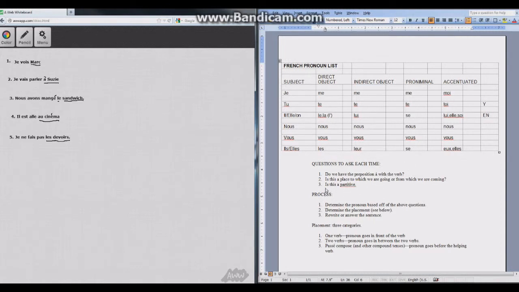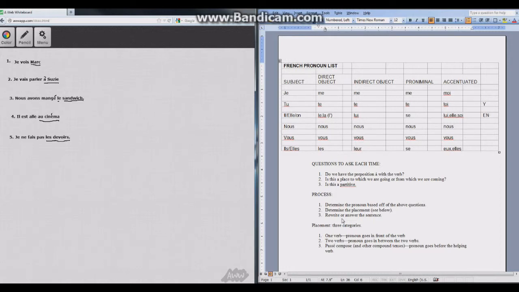Onward to the process, and this is what we're going to do each time, again in rules of three. We want to determine the pronoun based off the above questions, determine the placement, which is down here, we'll get to that in a moment, and rewrite or answer the sentence. Let's take a look at the placement. Again, we have three categories.